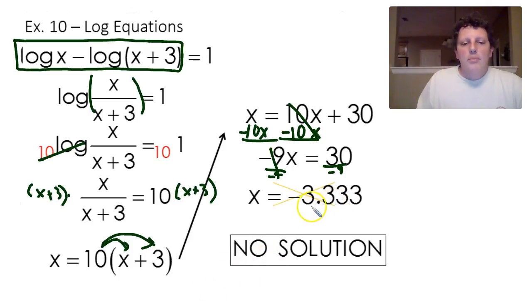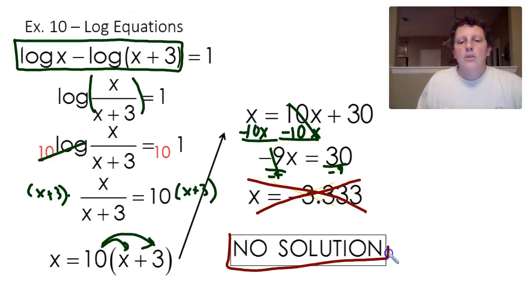Well, when I try to plug in that -333 into this log of x, or even into this log of x plus 3, I end up with an error message in my calculator because I cannot take the logarithm of a negative number. It's not possible. So since this is an extraneous solution, and it was my only solution, I end up with no real solution, or no solution. Important to check these solutions to make sure that they work, isn't it?